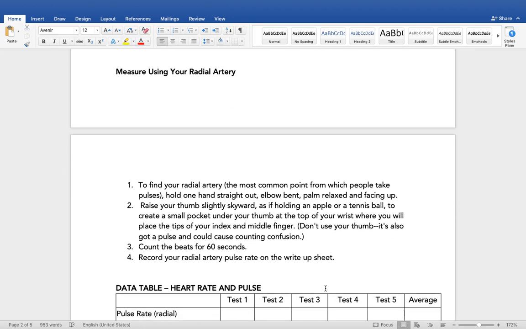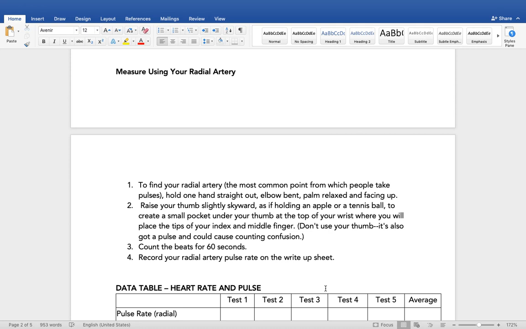To find your radial artery, hold one hand straight out with your elbow bent, palm relaxed and faced up. Raise your thumb slightly skyward, as if holding an apple or a tennis ball, to create a small pocket under your thumb at the top of your wrist, where you will place the tips of your index and middle finger.